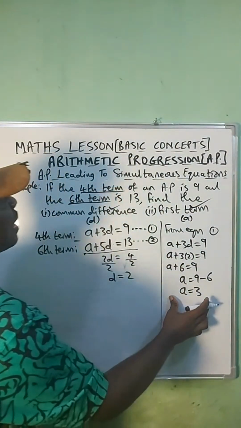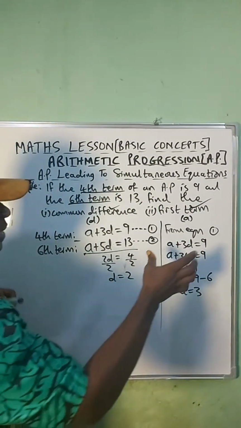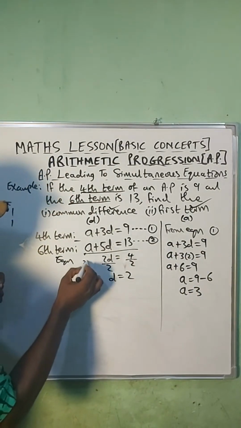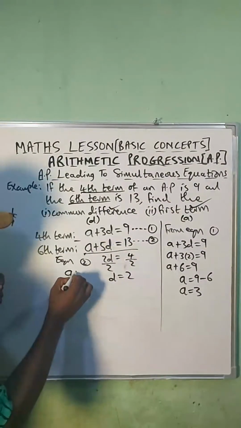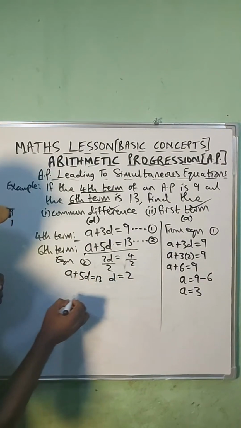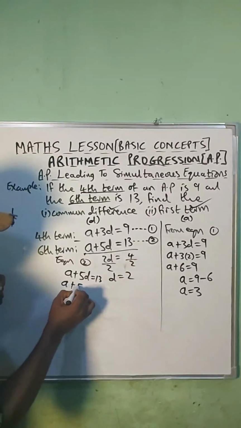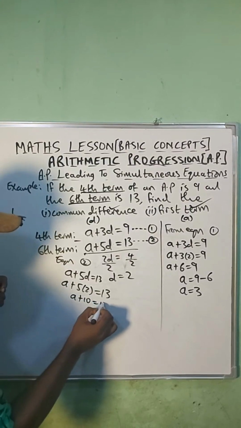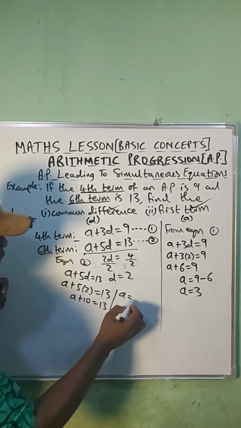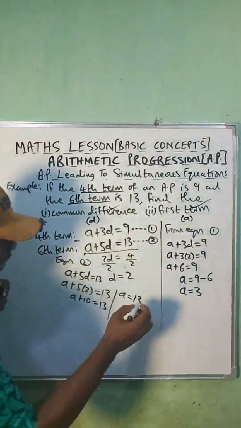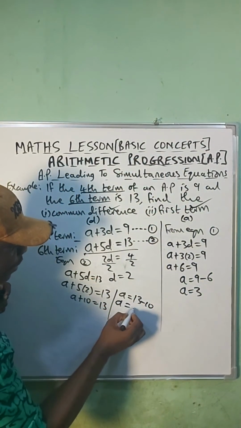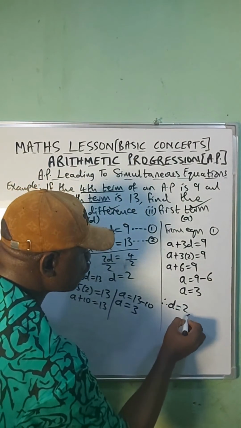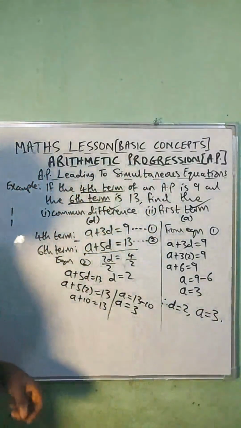Then another question: is it a must that I substitute D in equation 1? No. I can still use equation 2. That will be A plus 5D equals 13. Here will be A plus 5 times 2 equals 13, so A plus 10 equals 13. This plus 10, I'll take it to the other side as minus 10. So A will be equal to 3. Therefore, the common difference is 2, but the first term is 3.